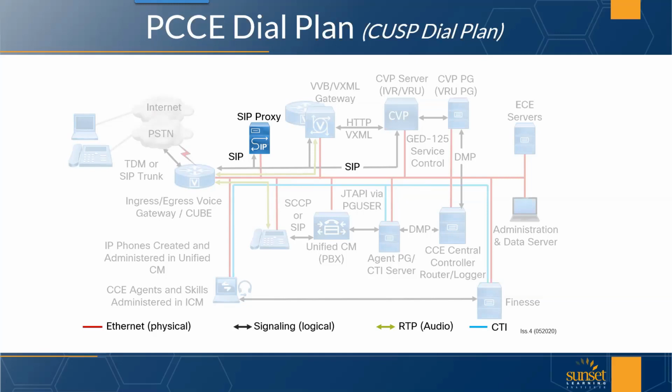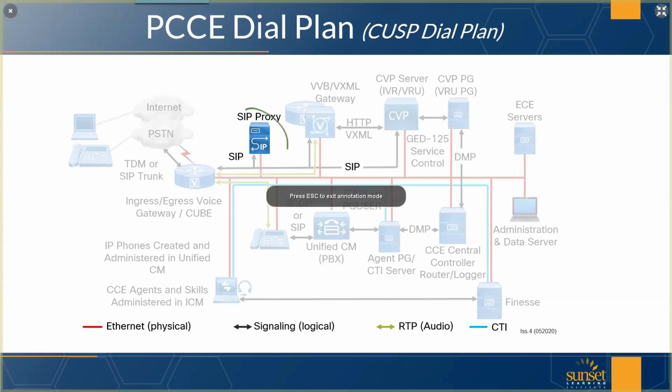If we move on then to the CUSP or the SIP proxy dial plan, our SIP proxy is sitting here as part of our IP network. SIP proxy, by the way, is not compulsory in a CCE or a PCCE environment, but it's almost certainly going to be there just because of the complexity of the network. I like to regard SIP proxy as really the telephone book, if you will, for IP addressing.